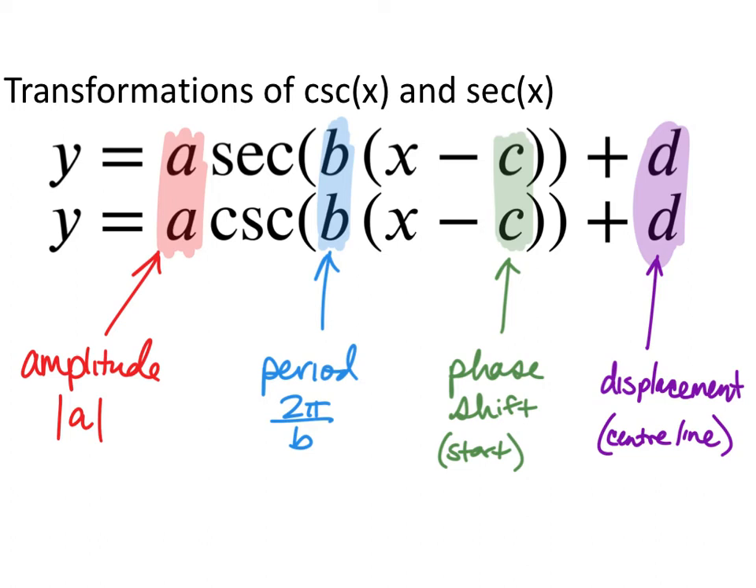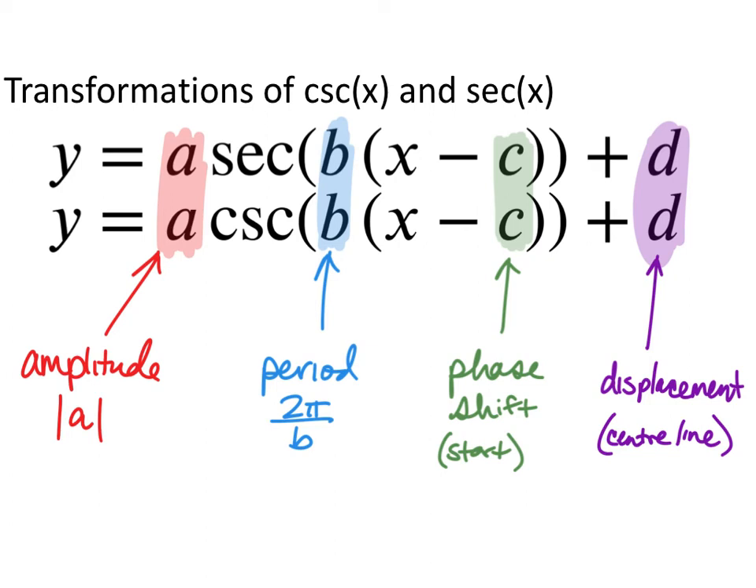C talks about phase shifts. This would be our horizontal translations left and right. That's a phase shift. It affects where we're starting our wave. Normally sine and cosecant start at 0 at the origin, and secant and cosine begin at 1, but this might be shifted left or right.